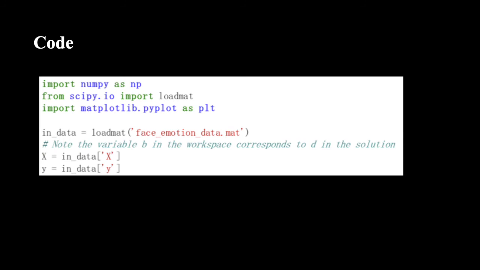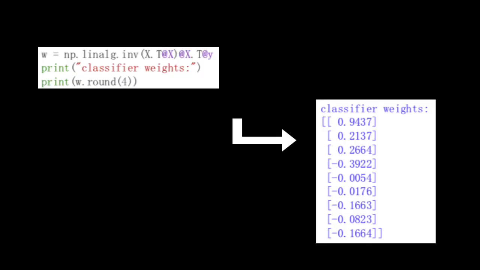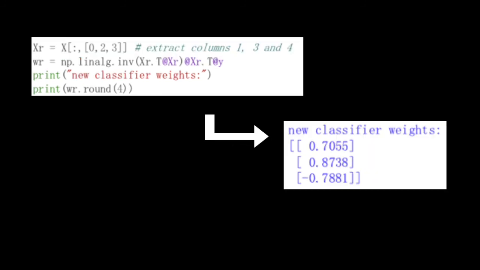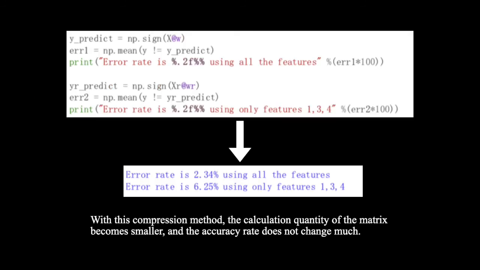Firstly, we extract the data from the file and store it in a matrix. Then, we calculate the weights. In this step, we select the values of weights that have a great influence on the result. Finally, we calculate the accuracy rate, and the result after using low rank was not much different from that without it. Thus, with this compression method, the calculation quantity of the matrix becomes smaller, and the accuracy rate does not change much. Thanks for watching.